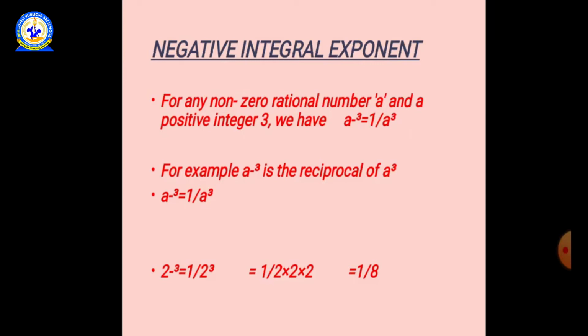So I can write a raised to the power minus 3 is equals to 1 upon a raised to the power 3. Now in this example, 2 raised to the power minus 3, I can write 1 upon 2 raised to the power 3. So that is equals to 1 upon 2. How many times do I have to write 2? 3 times, because its power is 3. So when I calculate, that is equals to 1 upon 8.